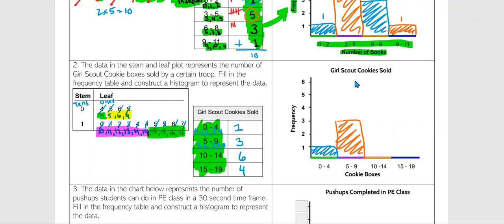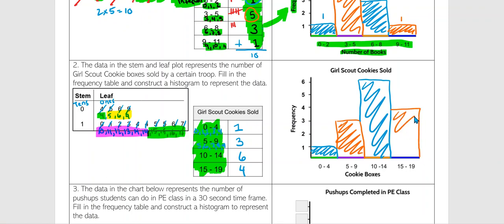Next up was 10 to 14, and that was 6 units tall. So again, making sure that these are connected, I'm going to go ahead and graph that bar. And our last one was 15 to 19, and that is 4 units tall. So we're going to go ahead and make that bar 4 units. So that is our histogram.